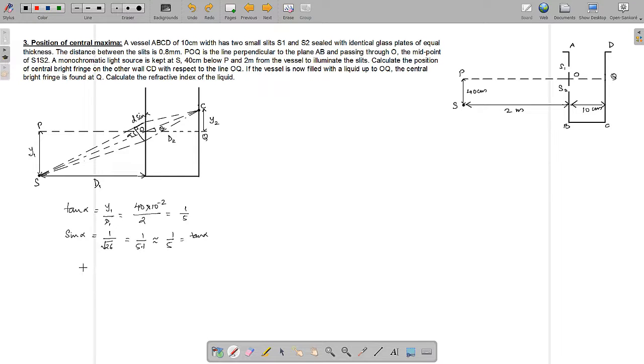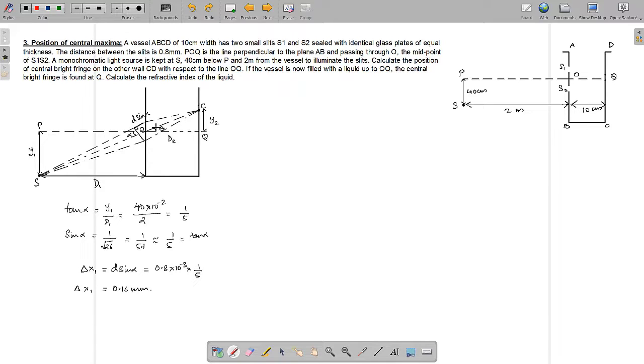So let's say the initial path difference, delta x1, will be equal to d sine alpha, which is nothing but d, given to us as 0.8 into 10 to the power minus 3, that is 0.8 mm, into sine alpha, which is 1 by 5, giving 0.16 mm. So delta x1, that is the path difference before the light reaches S1 and S2, is 0.16 mm. Now after the light passes from S1 and S2 to reach this point of central maxima, there is one more path difference.